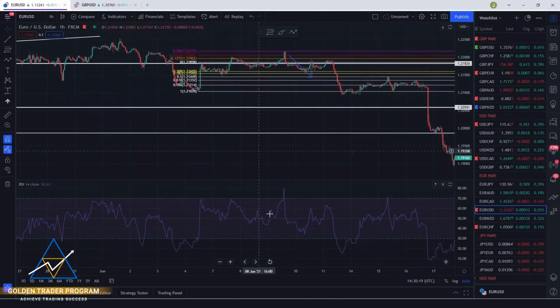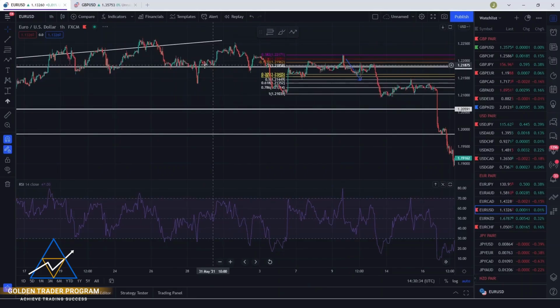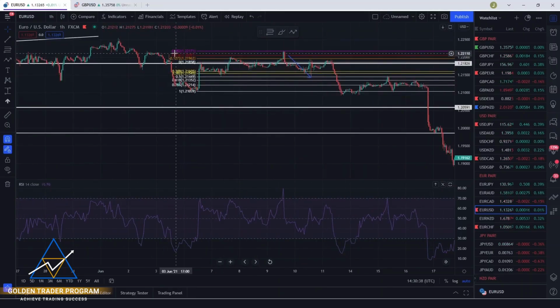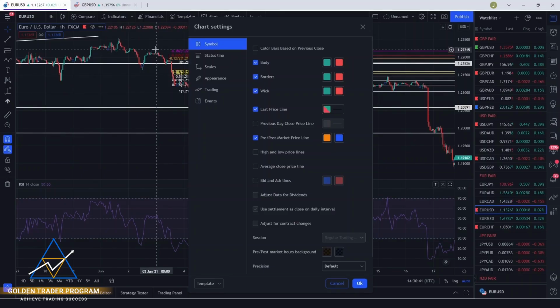Did it also have a divergence on there? It did the first time. By that point, we would have put our order in before anyway, but the second one didn't have a divergence, but it's okay. We've got a level here marked out from a higher time frame. We've also got this level occurring here.